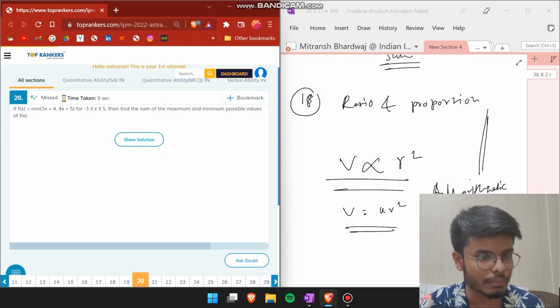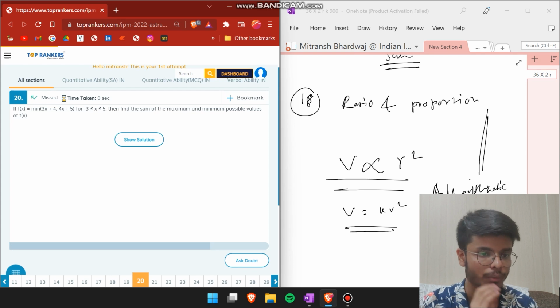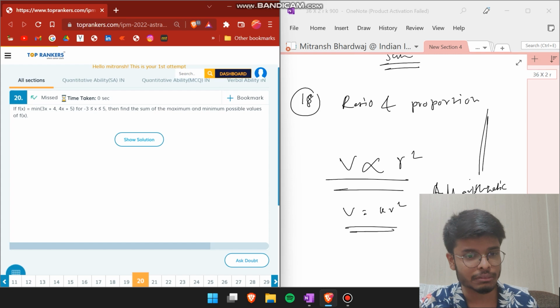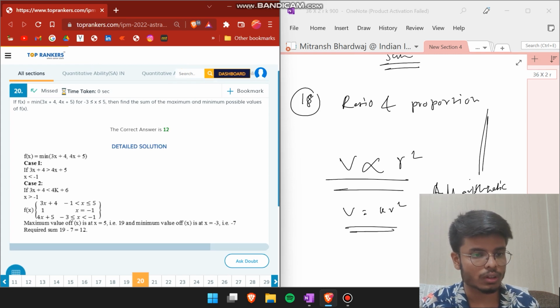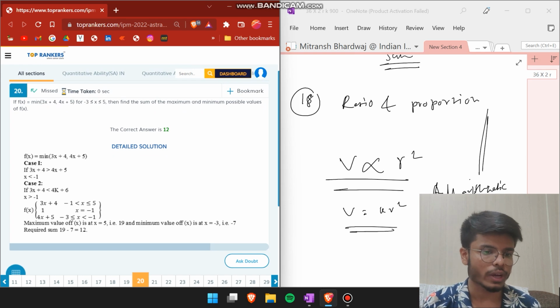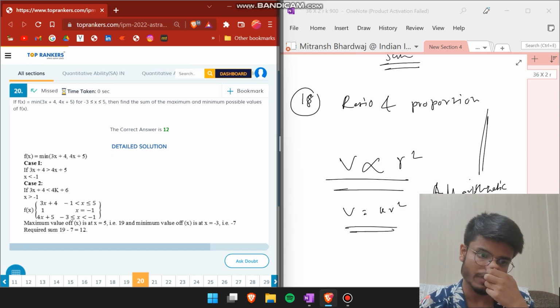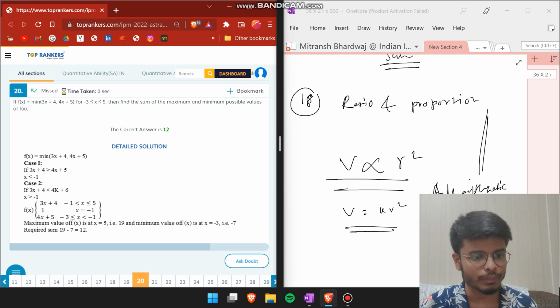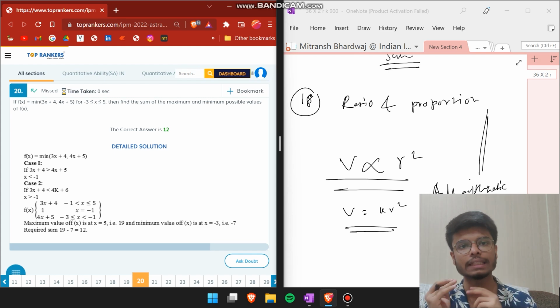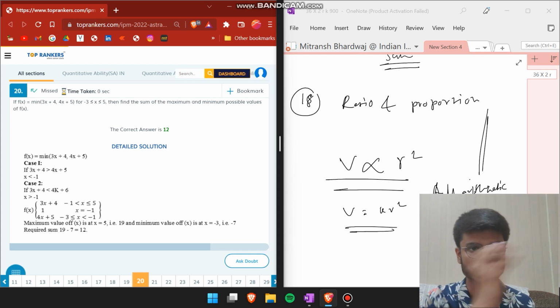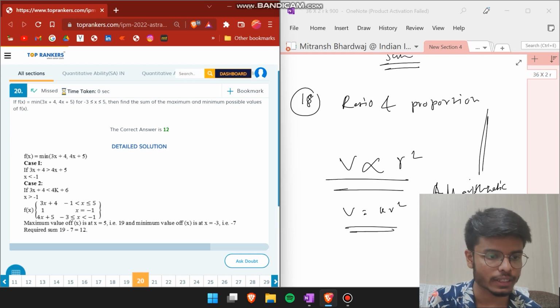f(x) is the minimum of 3x plus 4 or 4x plus 5, for x between minus 3 and 5. Find the sum of the maximum and minimum possible values of f(x). So let's see how they have done it. So f(x) is minimum of 3x plus 4 and 4x plus 5. Case 1. So in this sort of cases, you take two cases and try to find out in which range one equation is bigger than the other. And then you try to find out.